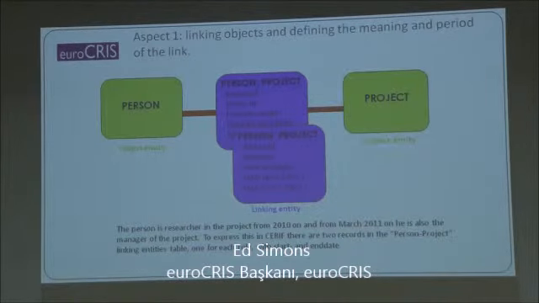Now this illustrates the first aspect, linking objects and defining the meaning and period of the link. For instance, the link between a person and a project. In the middle you see the linking entity. In this case we have two records there. One record showing that the person in case has the role researcher in the project, and another one showing that he also has the role manager in the project. The researcher role already started in 2010, and the manager role started in 2011, the 1st of March. So by means of these linking entities, you can very specifically describe any relation and its meaning.